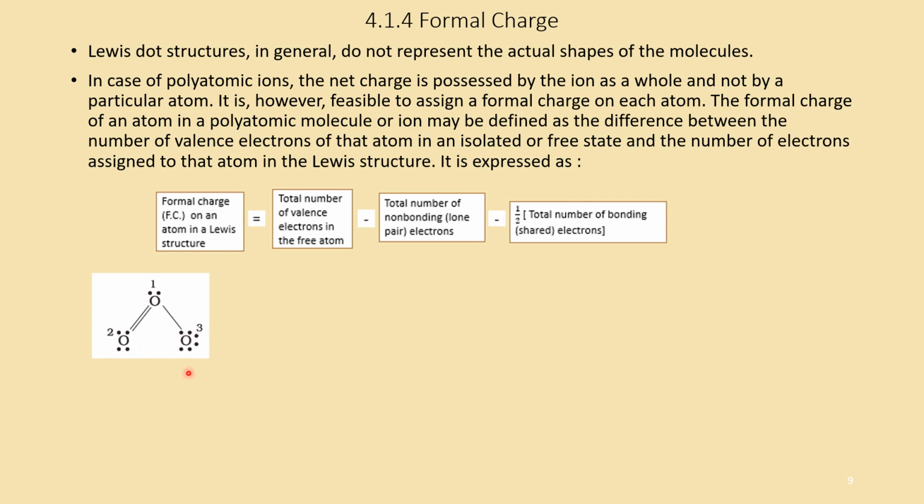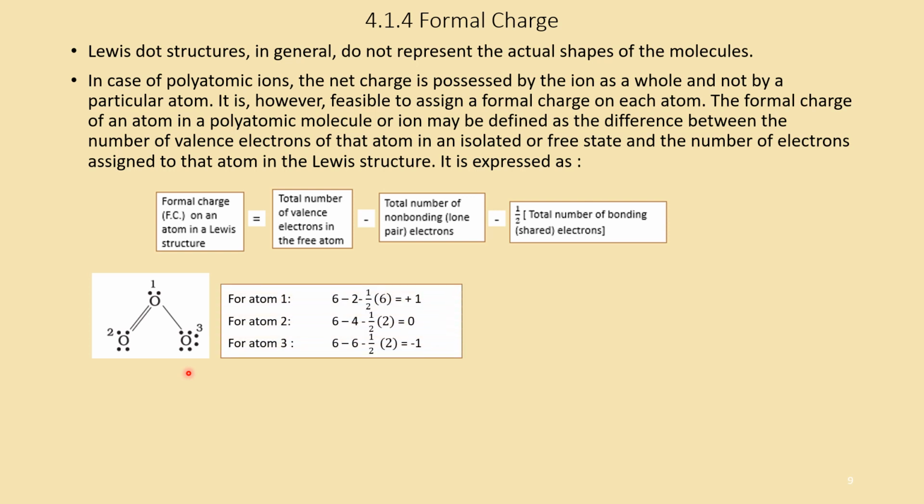The formal charge on the central O atom, that is number 1, equals 6 minus 2 minus half of 6. Here 6 is the total number of valence electrons for atom 1, minus the total number of non-bonding electrons, that is lone pair, which is 2 in the case of atom 1, minus half of the total number of shared electrons, that is 6. Simplifying, that becomes 1.